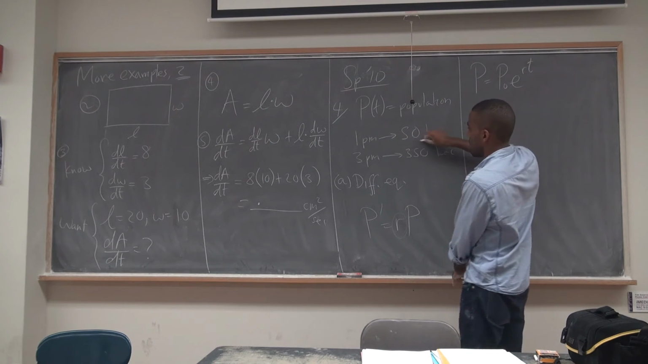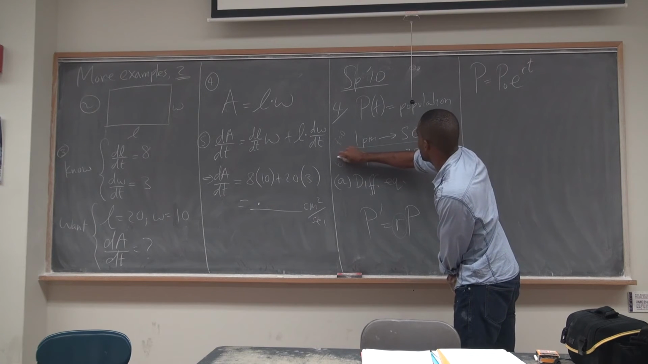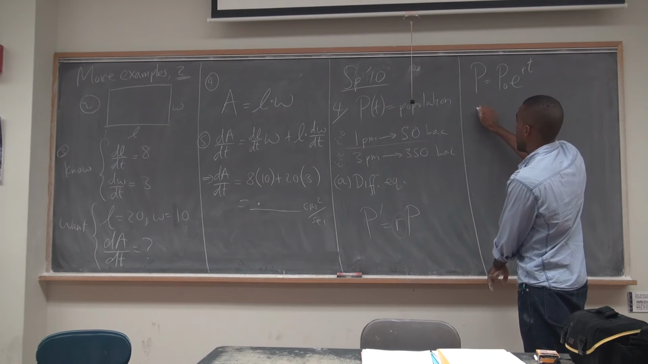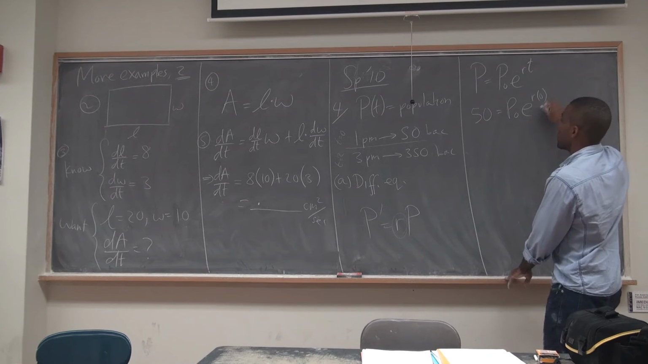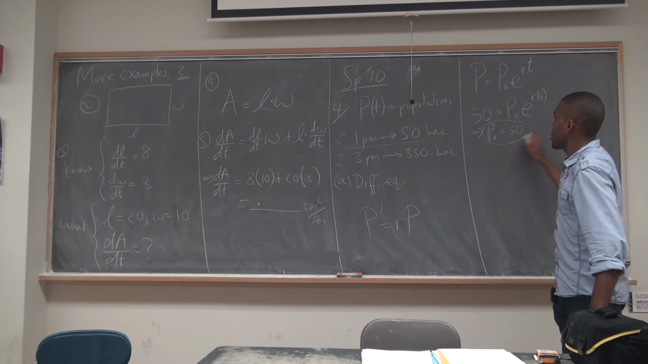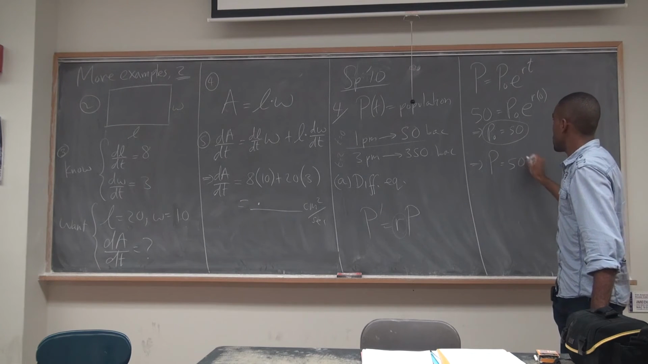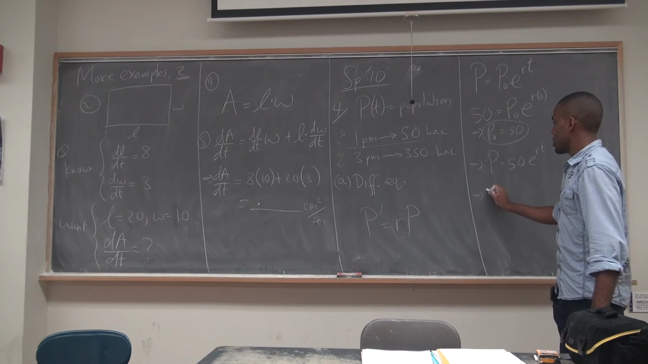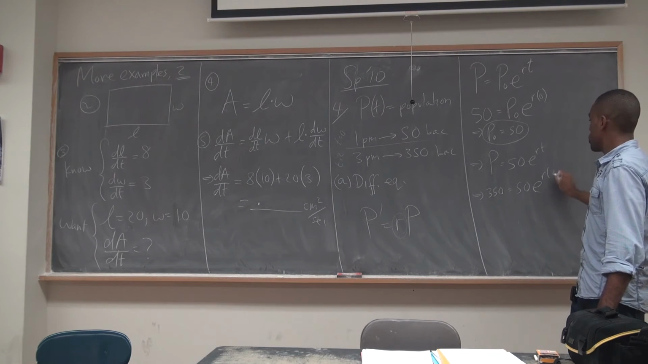I call the first time t equals 0, and this is where t equals 2. So I know that I have 50 bacteria when t equals 0. This would mean that P naught is 50. And so then I have P is equal to 50 e to the RT. And then I apply the second one. I know it's 350 when t is equal to 2.